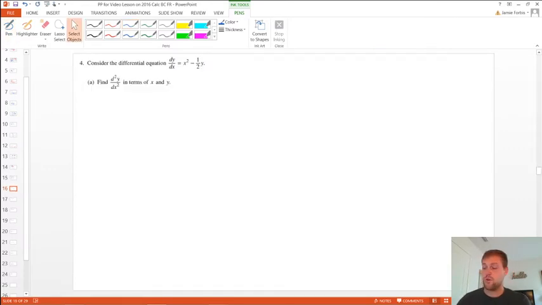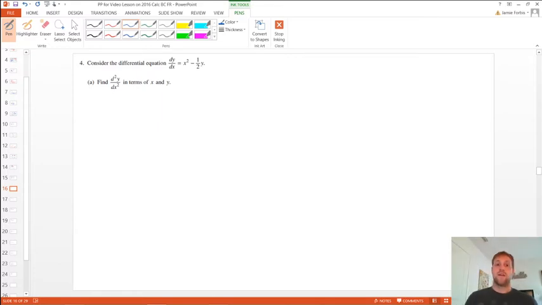4 is literally just giving you a differential equation. Now I warn y'all with this problem, I had to do a lot of writing, so hopefully I can write it nice and clear for y'all and we have good discussion. We'll see what happens. It says consider the differential equation dy over dx equals x squared minus 1/2 y.